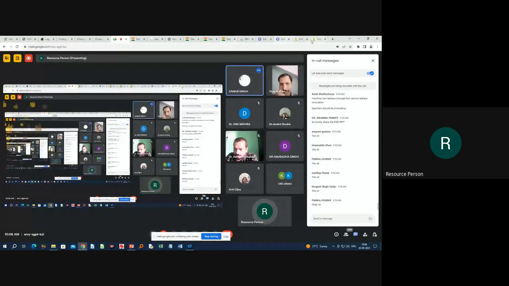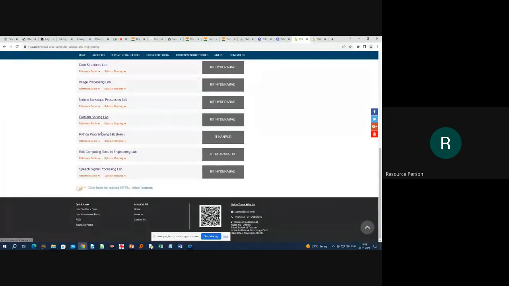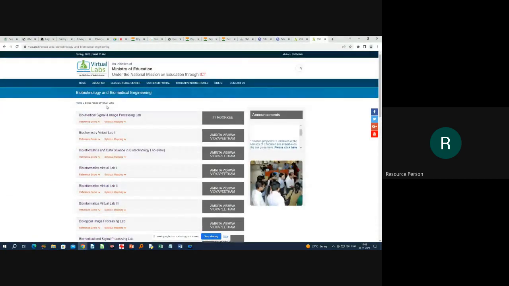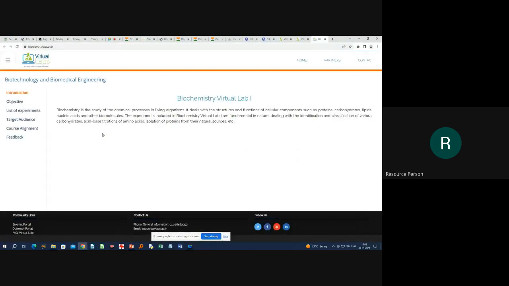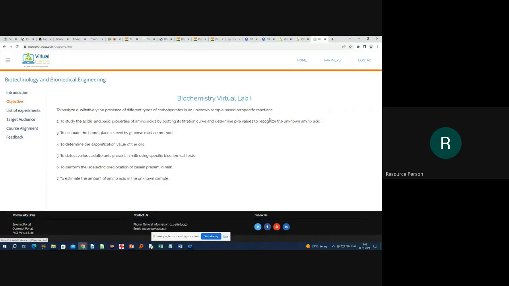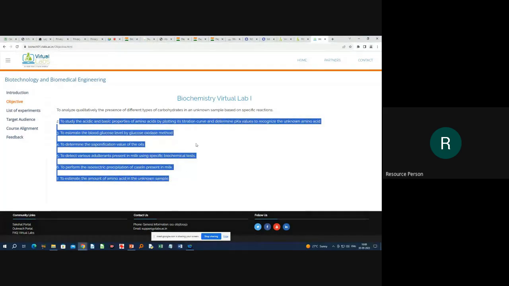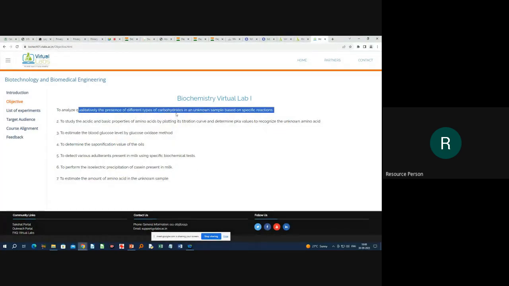Don't worry. So let's come back to the virtual labs. Biochemistry virtual lab. Now we are in another virtual lab called biochemistry. The biochemistry virtual lab has these many objectives. That means once we complete this lab, these objectives should be fulfilled. These are obviously the learning objectives: to analyze qualitatively the presence of different types of carbohydrates in some unknown sample.